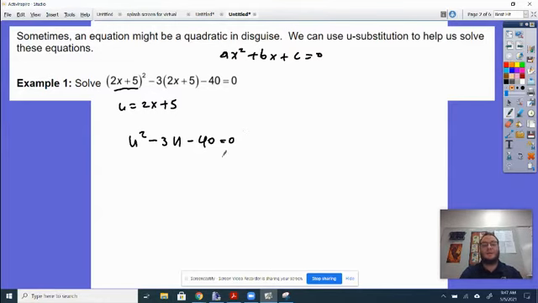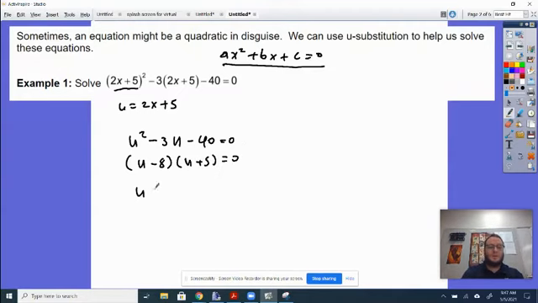And what this does is it says, okay, now it looks like a quadratic equation. The only difference is we have u's instead of x's. I can factor this: u minus 8, u plus 5, which then means u needs to be positive 8 or negative 5. Well, that's what u needs to be. The problem is I need to know what x is. But now I know what u is, so I should be able to take this u and plug it back in to the u that I had before. Now I have to do it twice because I have two answers.